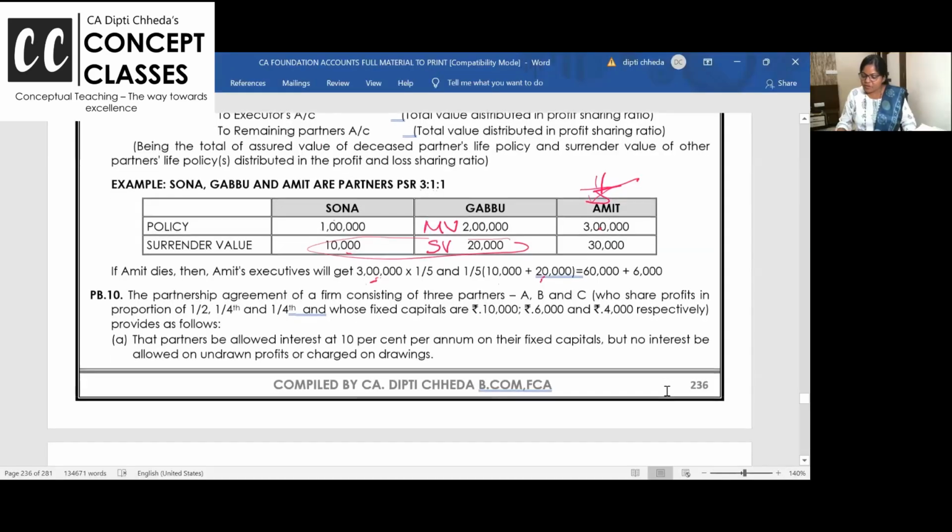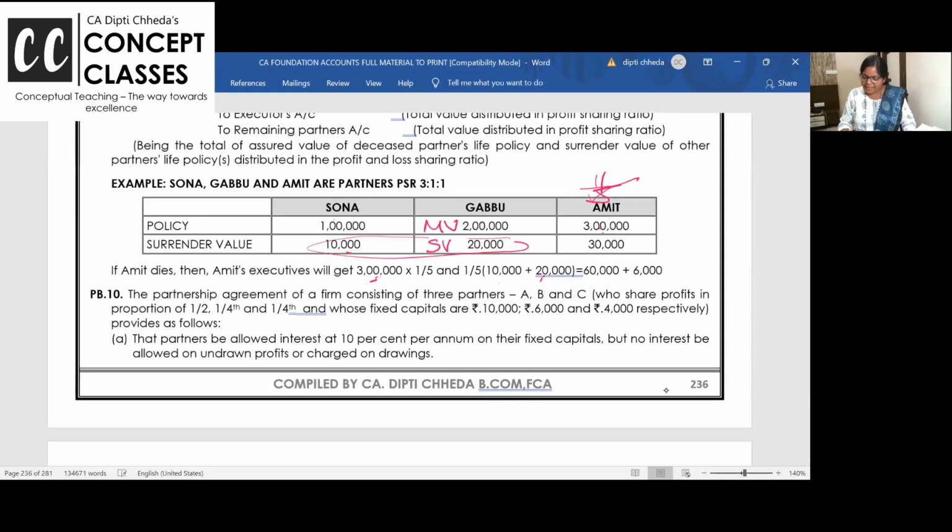Yes. So Amit's policy full amount 3 lakh. Another two partners remaining. तीनों का मिला के 1/5 Amit will take home. Take your time. This is only if they have these separate policies.